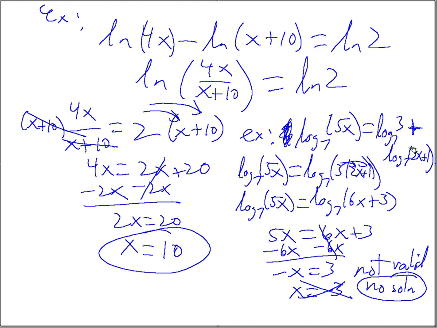Use the product rule if you're adding two logs, use the quotient rule if you're subtracting two logs. Bottom line there. I'm going to clear out the screen, give you some problems to try and post into Blackboard here. Number 1, I want you to solve the following equations.